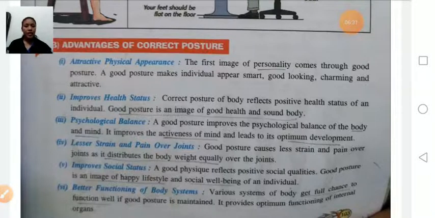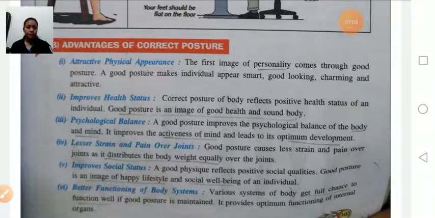Lesser stress and pain over the joints. Of course, if there is correct posture, there will be less stress on the legs and joints. If a person has bad posture, it will disturb the distribution of body weight equally over the joints. Therefore, there will be stress over the joints if the person does not have correct posture.